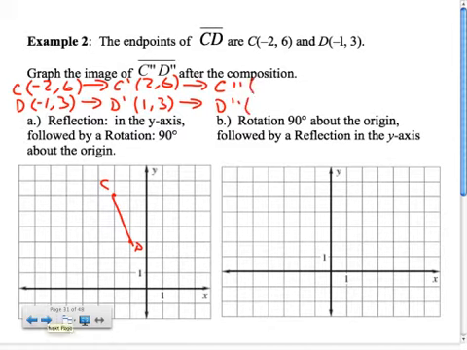Now we've got to take that and rotate it 90 degrees about the origin. So we use our 90-degree rule, so flip-flop, so (-6, 2), opposite the first one. Flip-flop, (-3, 1), opposite the first one. And so these two points, those coordinates represent my final image. Okay, so negative 6, 2, and then negative 3, 1.